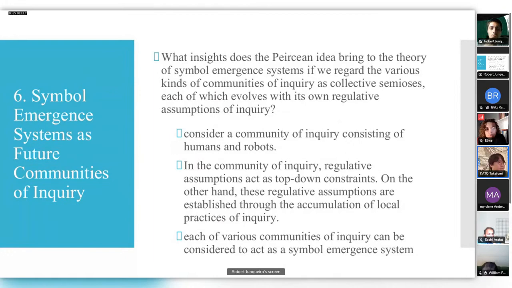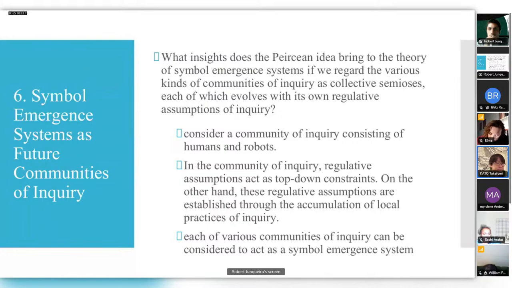What insights does the Peircean idea bring to the theory of symbol emergence systems if we regard the various kinds of communities of inquiry as collective semiosis, each of which evolves with its own relative assumptions of inquiry? This is a question I would like to ask at the end of this lecture.